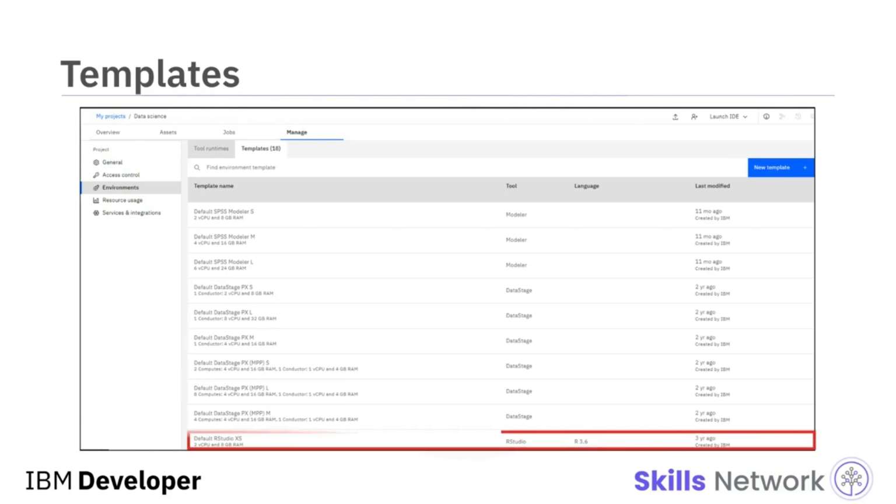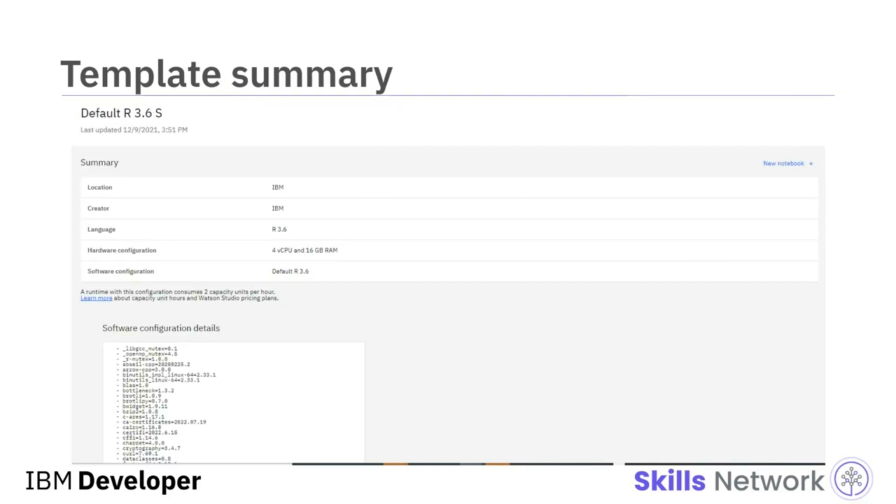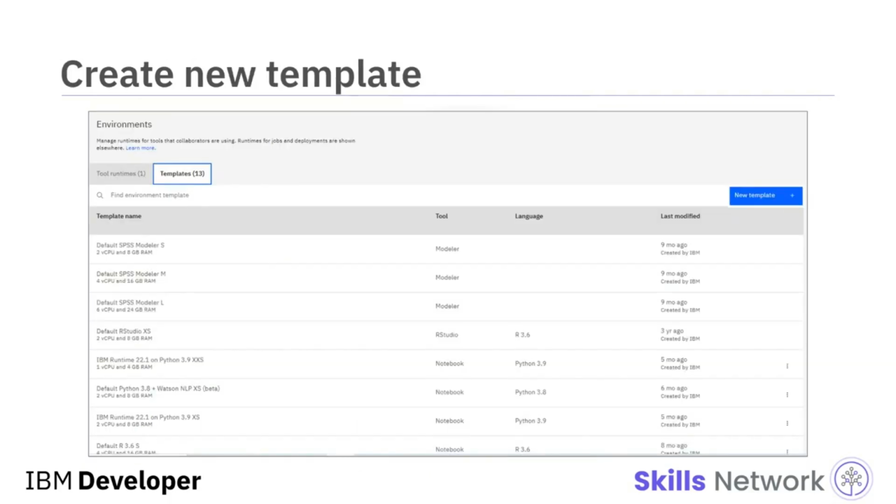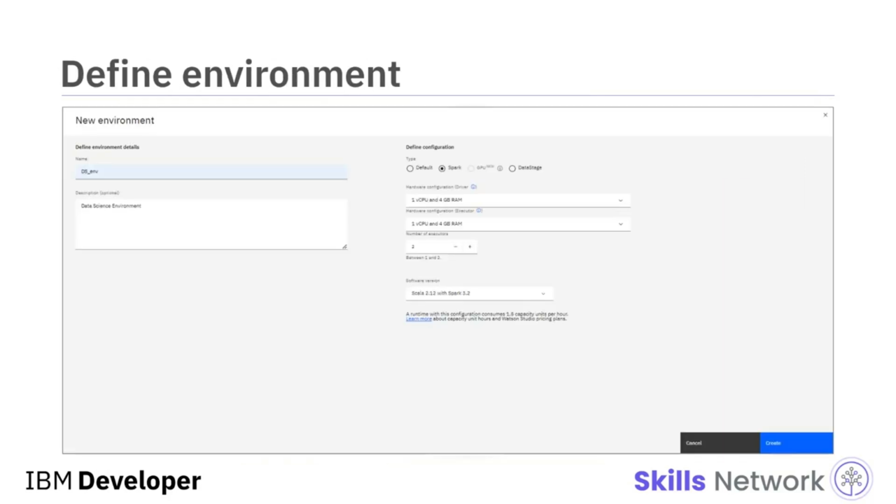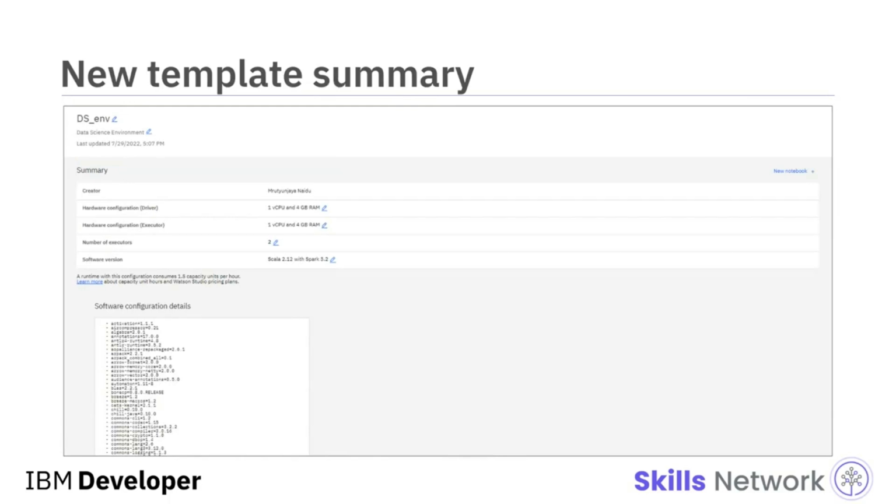Let's select the RStudio environment. Now, on selecting the template, you will see the summary of the template and its software configuration details. To create a new template, go back to the Templates page and click New Template. Enter the environment name, its description, and configuration. Then, click Create to create the environment. A summary and software configuration details of the new template will be displayed.